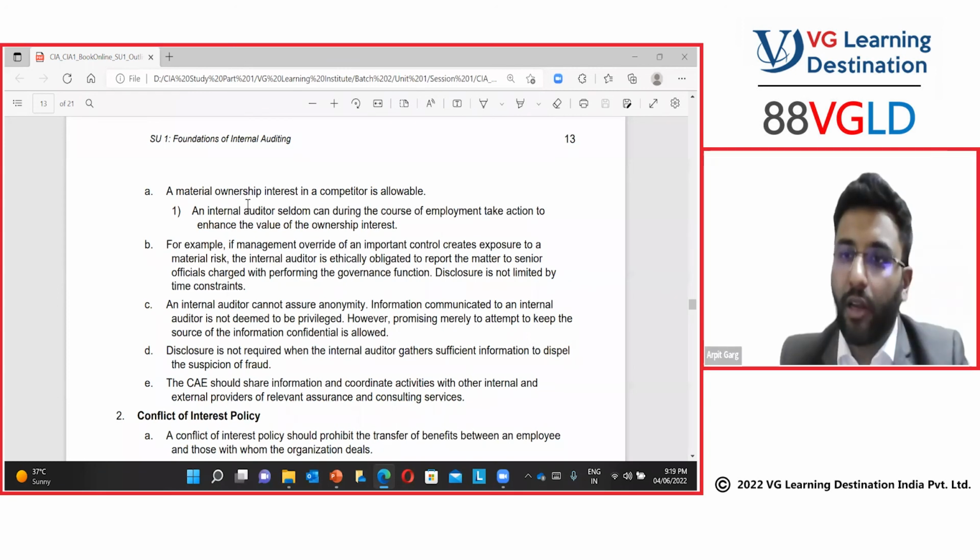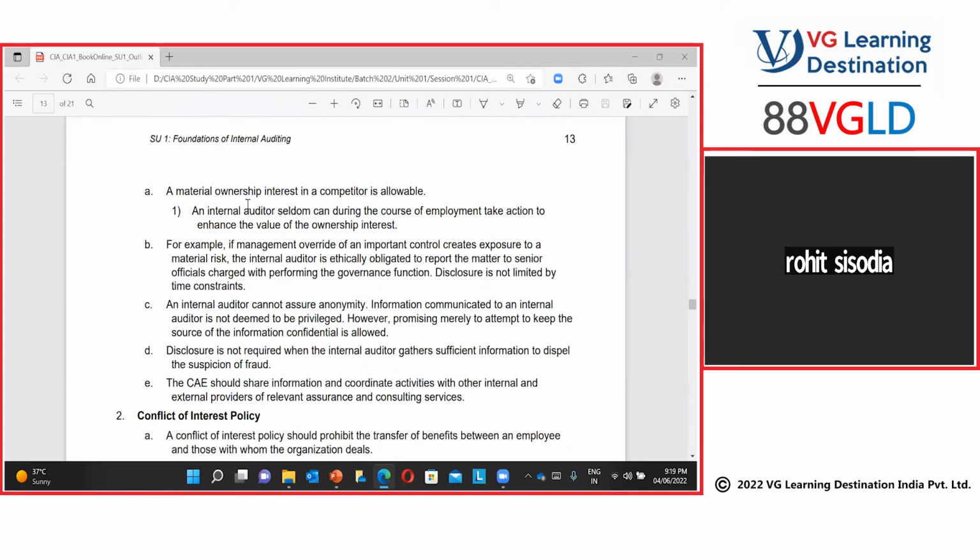So normally there is a lock-in, Rohit, for that. Whenever ESOPs are issued by the organization, there will always be a lock-in, and it will always be recommended not to use them in that way. So if you're doing it that way, then it will violate.